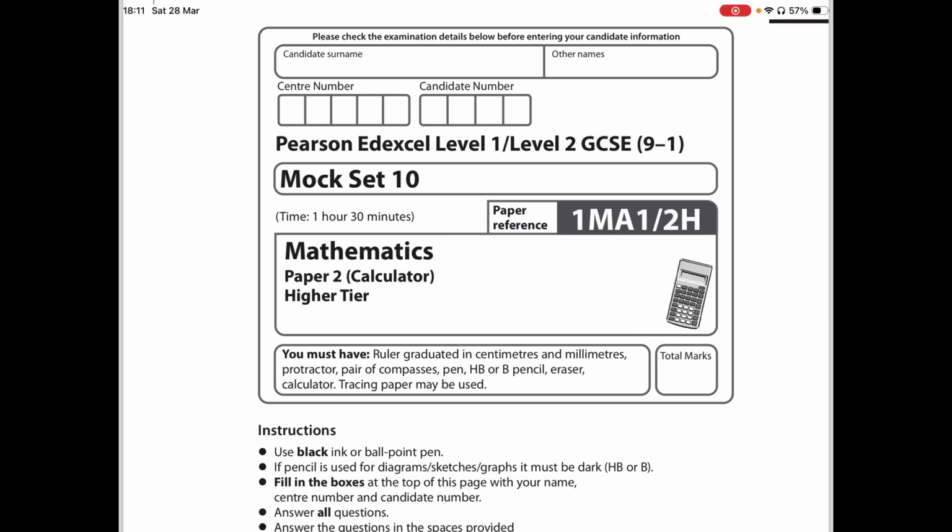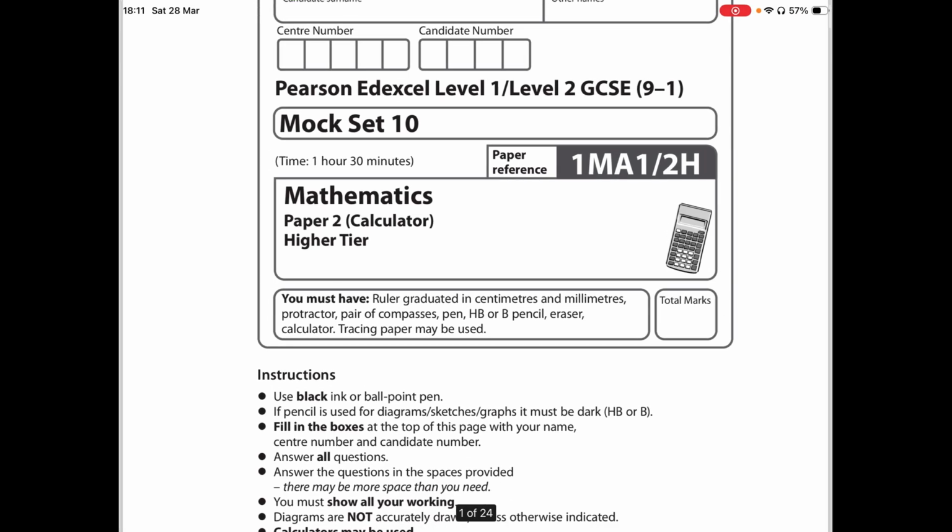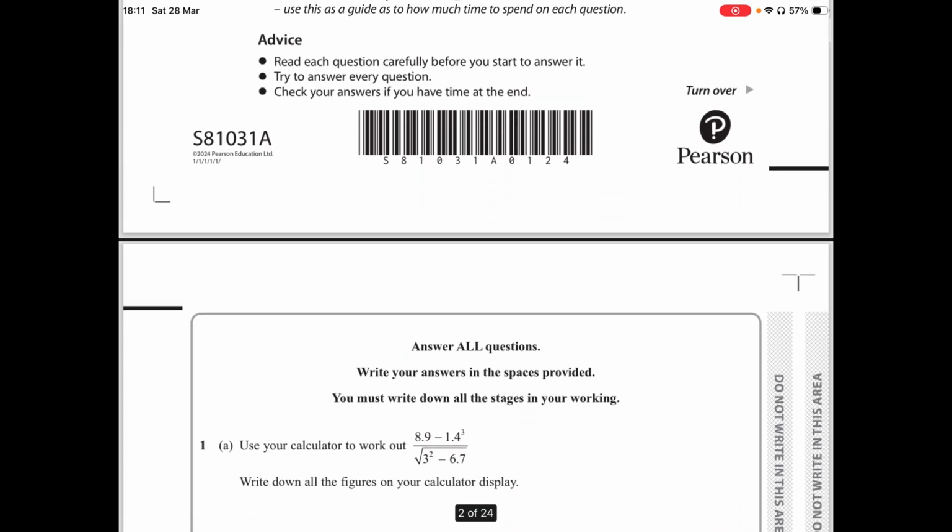Okay, Mock Set 10, Paper 2, higher tier, walkthrough. Let's go. No messing about.